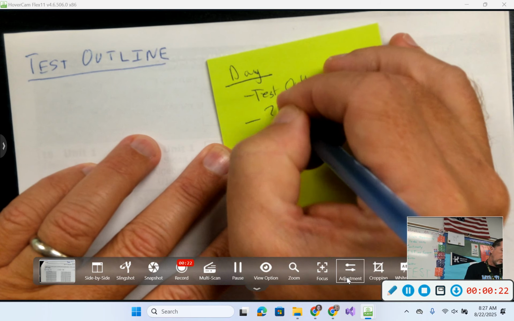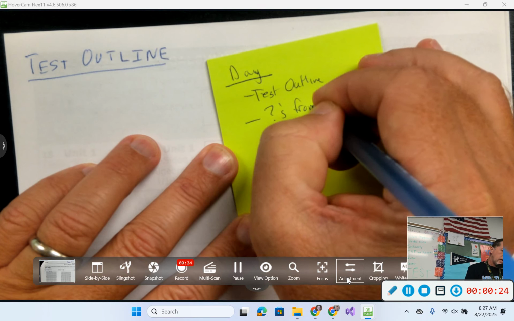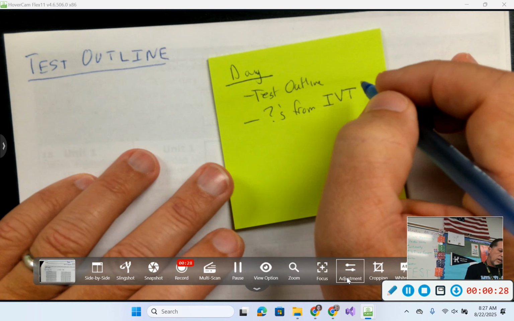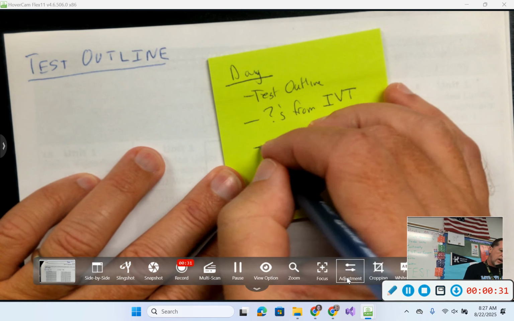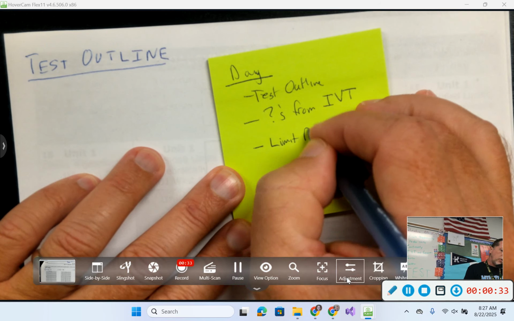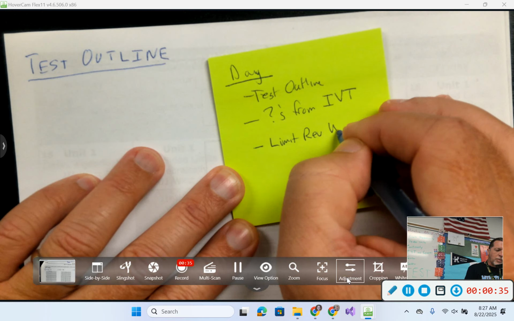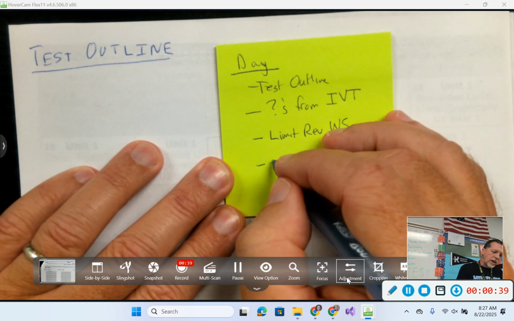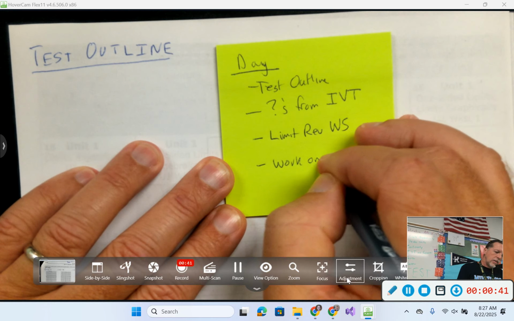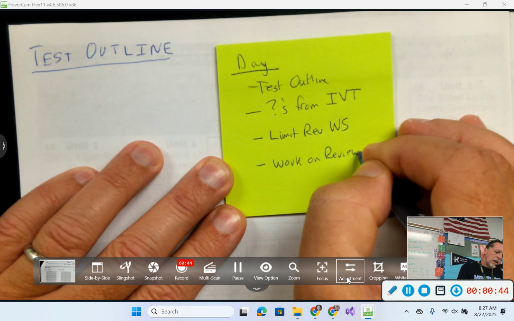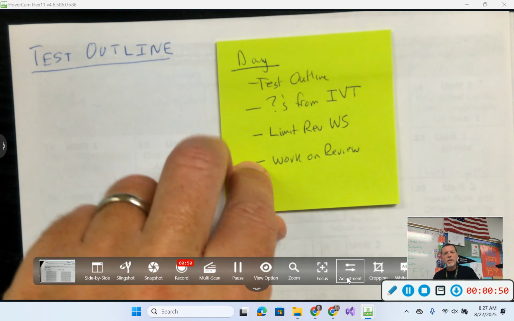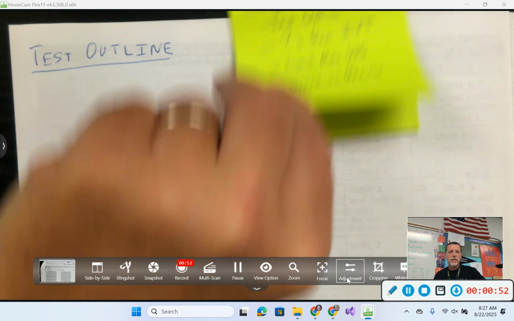And then questions from the IVT worksheet, IVT and squeeze. And then I've got a limit review. I guess it's a worksheet, but it's brief. You'll finish before you leave, and then you'll have time to work on the review. And then Monday I'll take questions from the review, and then Tuesday we'll test. So that's the plan for the next couple of days.